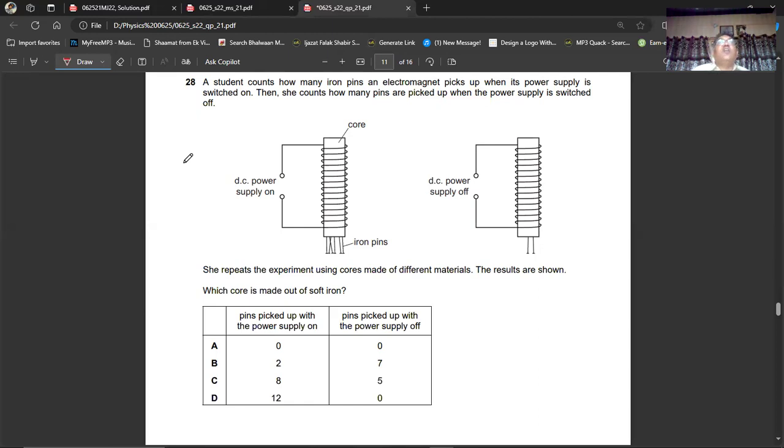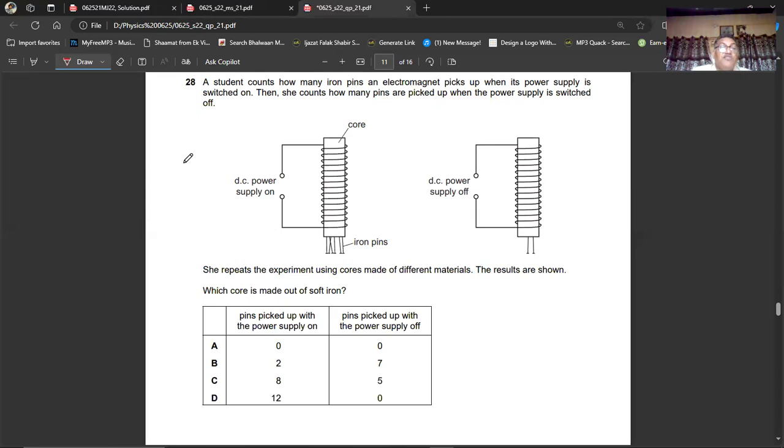When we use soft iron as the core in the electromagnet, when you switch on the current, it will become a magnet. It will pick up a lot of iron pins. But when you open the switch, when you stop the supply of current, what will happen? The soft iron will immediately lose its magnetism. It is very easily demagnetized. It loses all its magnetic properties immediately. So all the pins will drop.